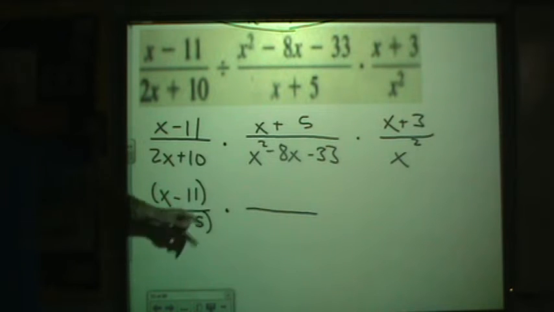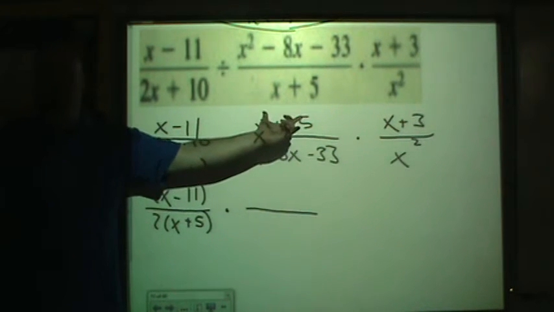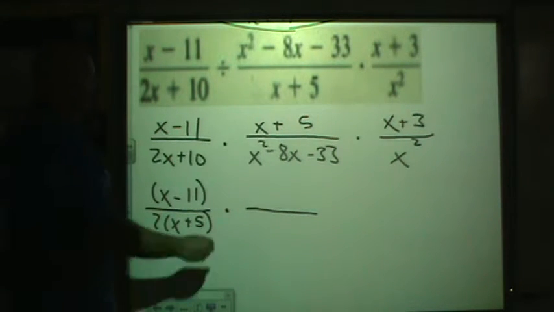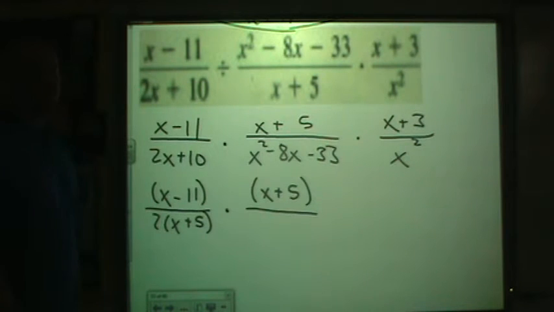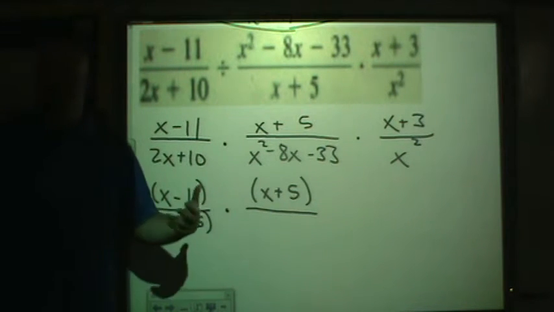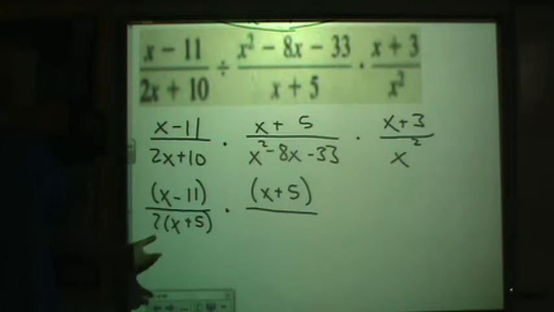Now over here, x plus 5. Can I factor anything from x plus 5? No. So x plus 5 becomes its own factor, right? It's what we call a prime binomial. It has no other factors besides itself.